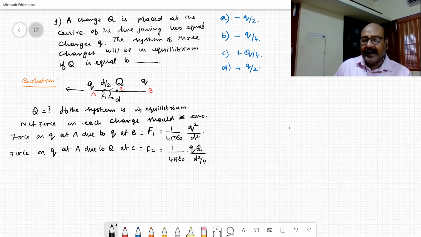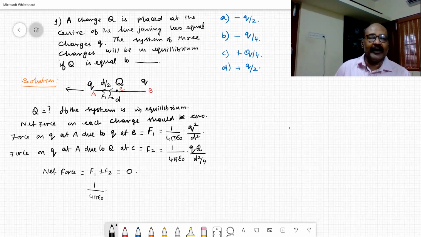So I am adding the two forces so that the net force can be got. I can write the net force is equal to F1 plus F2. In order to keep the system in equilibrium, this net force should be equal to 0. So substituting, we will be getting 1 divided by 4 pi epsilon 0 into q square divided by d square plus 1 divided by 4 pi epsilon 0 into, taking the 4 to the numerator, 4 into small q into capital Q divided by d square is equal to 0.